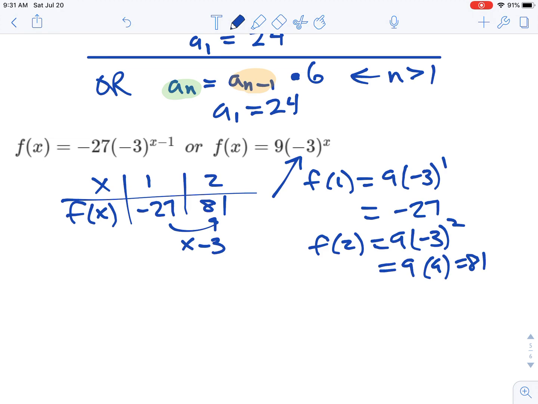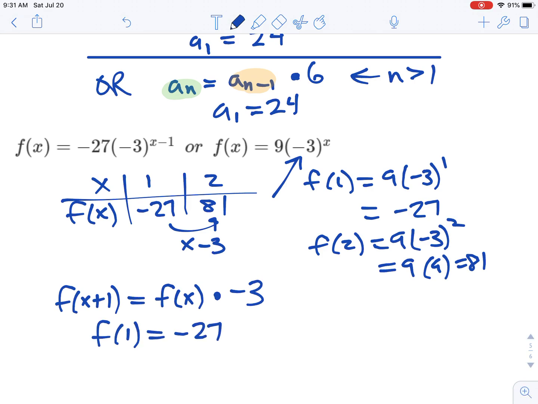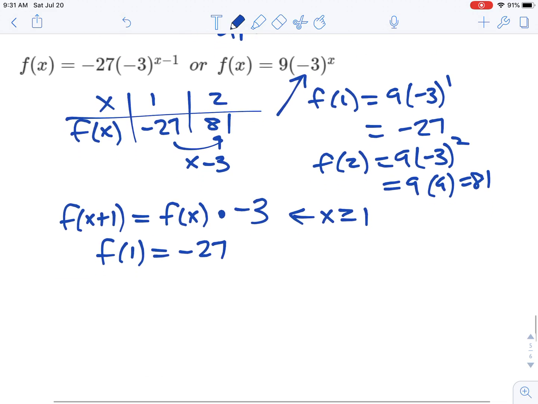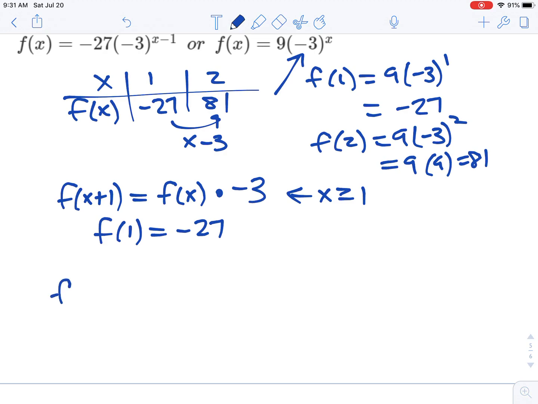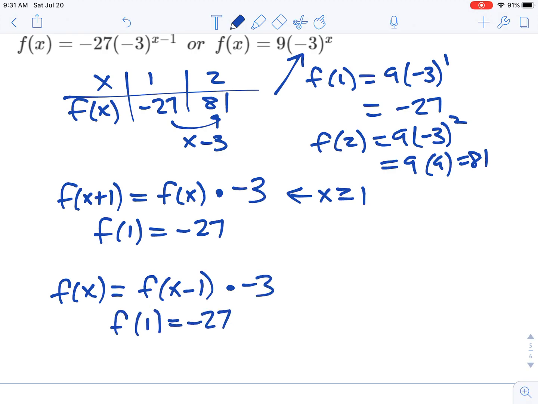So our recursive formula would just be f of x plus 1, the next term, is the one before it times negative 3, starting at our first term, which is negative 27. And this would be when x is greater than or equal to 1. Or we could say it a little bit differently: f of x is the one before it, f of x minus 1, times negative 3, again starting at negative 27. And this would be when x is greater than 1.